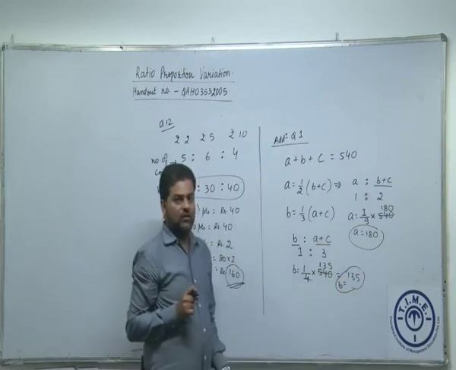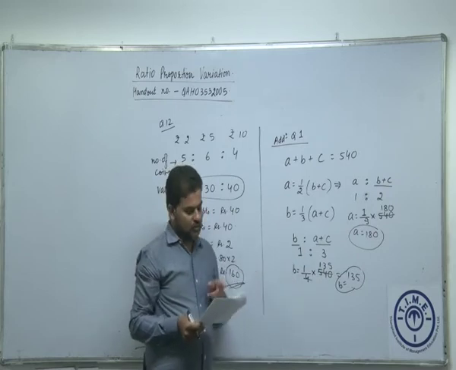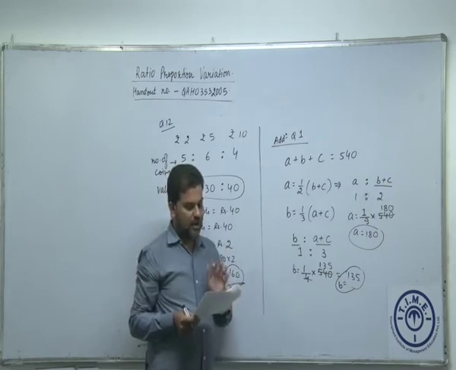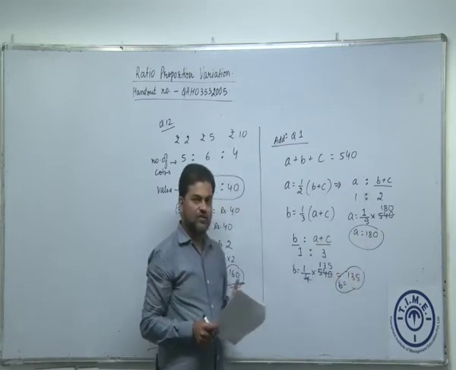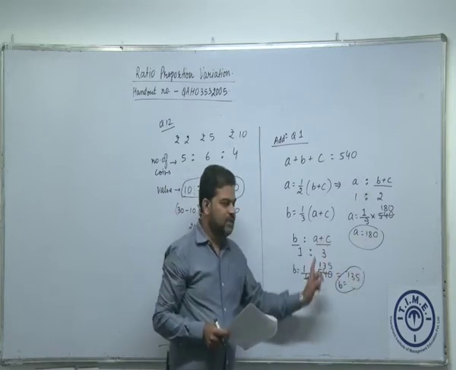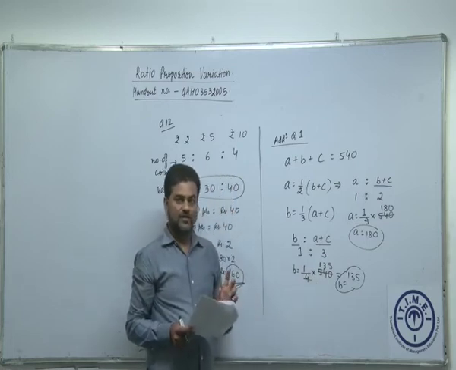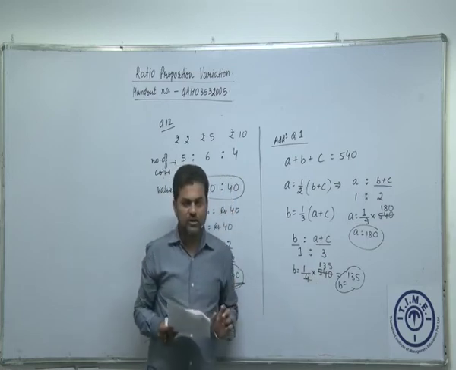What is the question asking for? We do not have to get the value for C because the question is asking for the difference of the amount received by A and B. How much is the difference between 180 and 135? Is it 45? Yes. So the answer is 45 rupees. Answer is 45. I hope this question is clear.